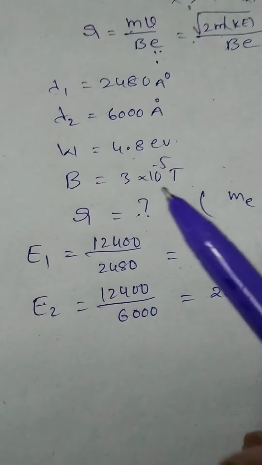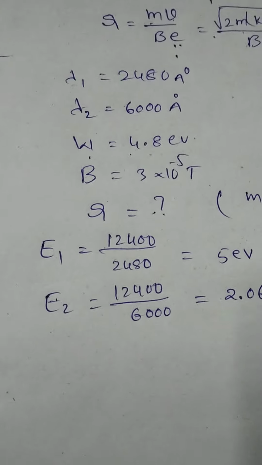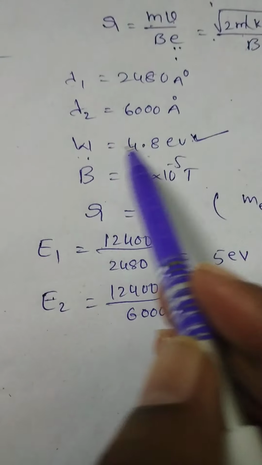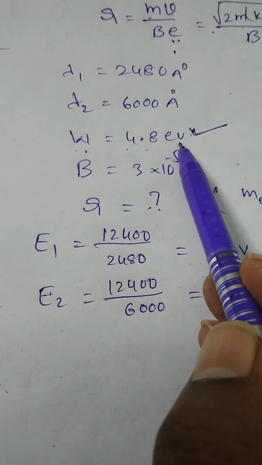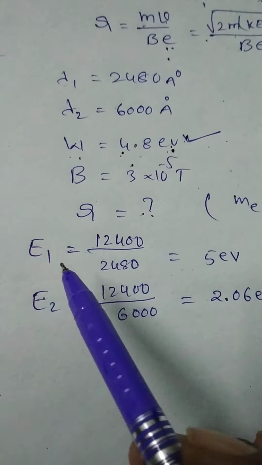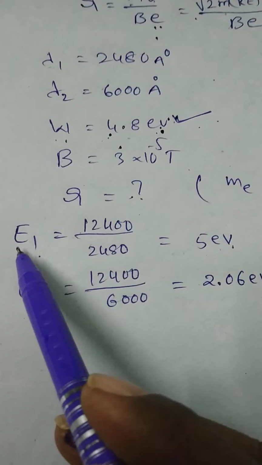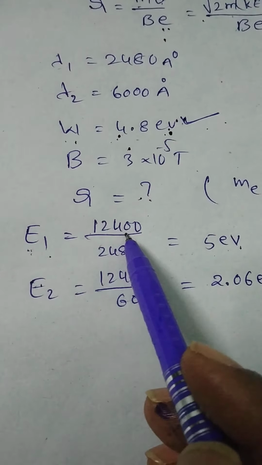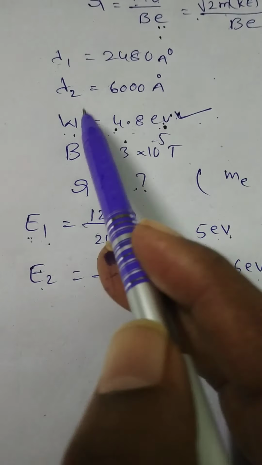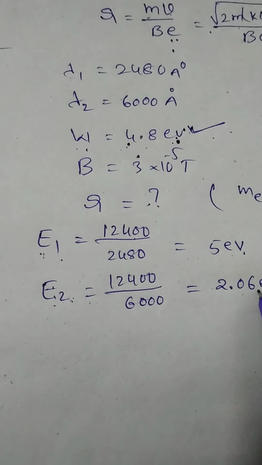What is the work function of the photometal? W is equal to 4.8 electron volts. Okay? 4.8 electron volts is the minimum energy needed to eject the photoelectrons. Below this energy, photoelectrons are not emitted. But energy of the first photon is 5 electron volts, which is more than 4.8. That's why this photon may eject the photoelectrons. But energy of the second photon is 2.06 electron volts, which is less than the work function. So the second photon cannot emit the photoelectrons.